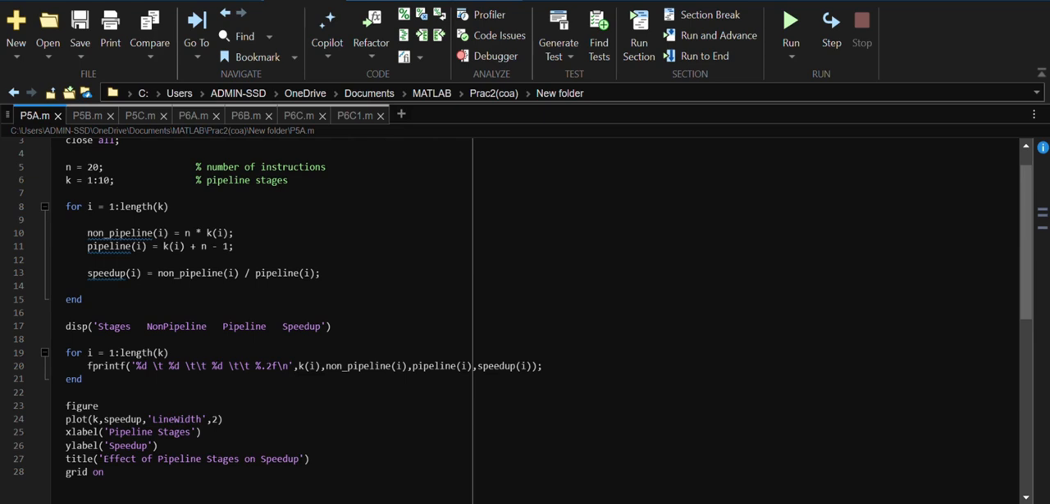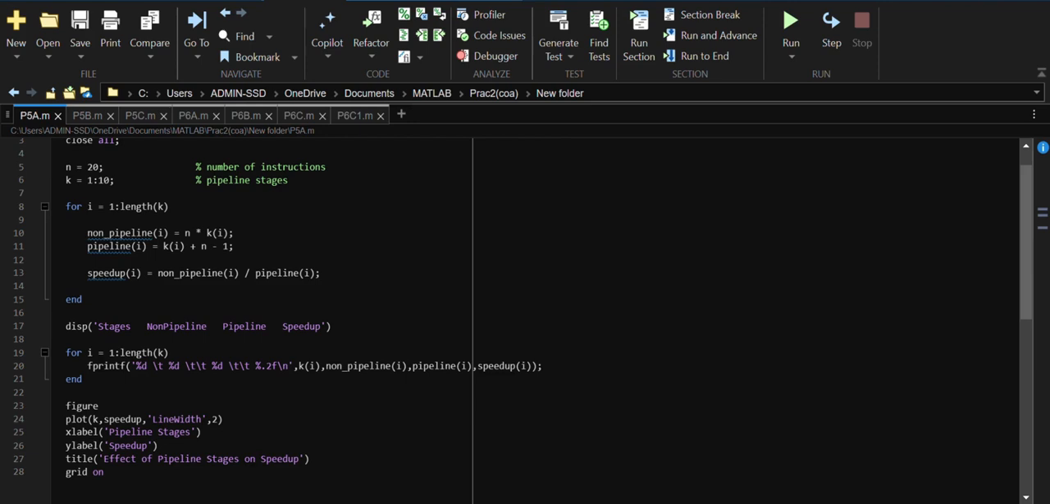Practicum number 5 in computer organization and architecture. The first program analyzes how the number of pipeline stages affects the performance of the processor. First, the program defines the number of instructions executed by the processor and the range of the pipeline values.